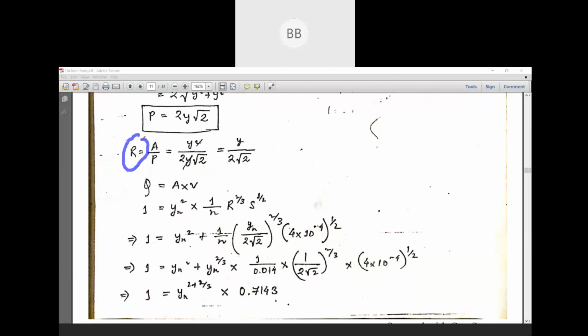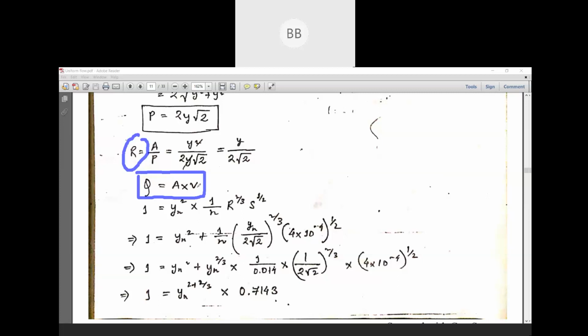Then we need to find out R. R is nothing but area by wetted perimeter. For area we got the expression y square, divided by twice y root 2. So the y will be cancelled out, and we are left with y by 2 root 2. Then we take the equation of discharge, as discharge is given, 1 meter cube per second. Area is again y square. As it is called normal depth, I have taken y suffix n. You can directly write y also, no issue.